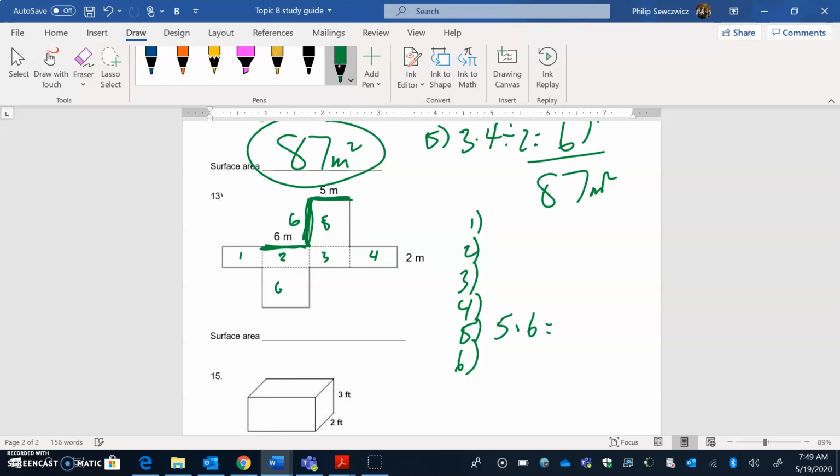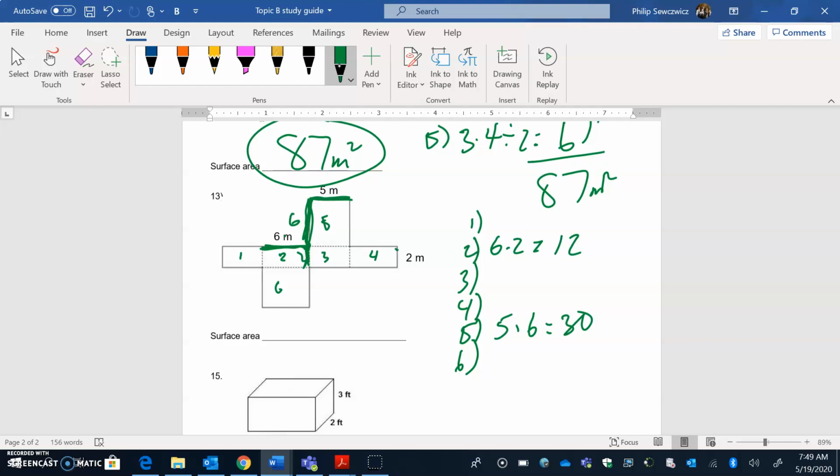So 5 times 6 gives me 30. All right. Let's see what else we can get here. Hey, how about rectangle 2? I'm noticing since this is 2 tall, that can make this guy 2 tall as well. So 6 times 2 is 12. Rectangle number 2, 6 times 2 will be 12.